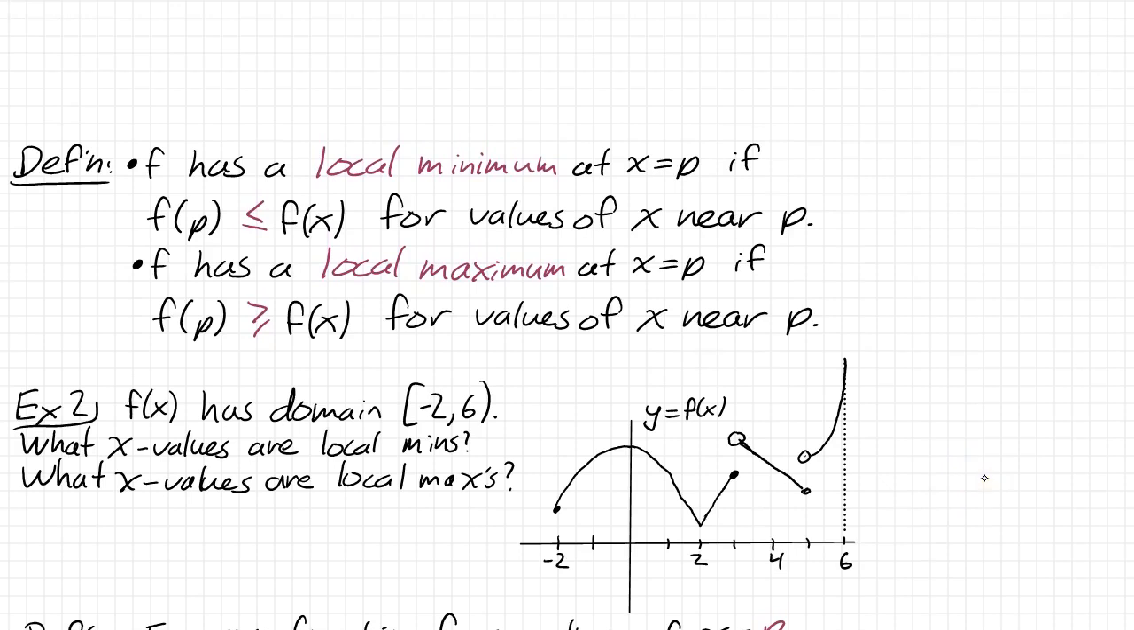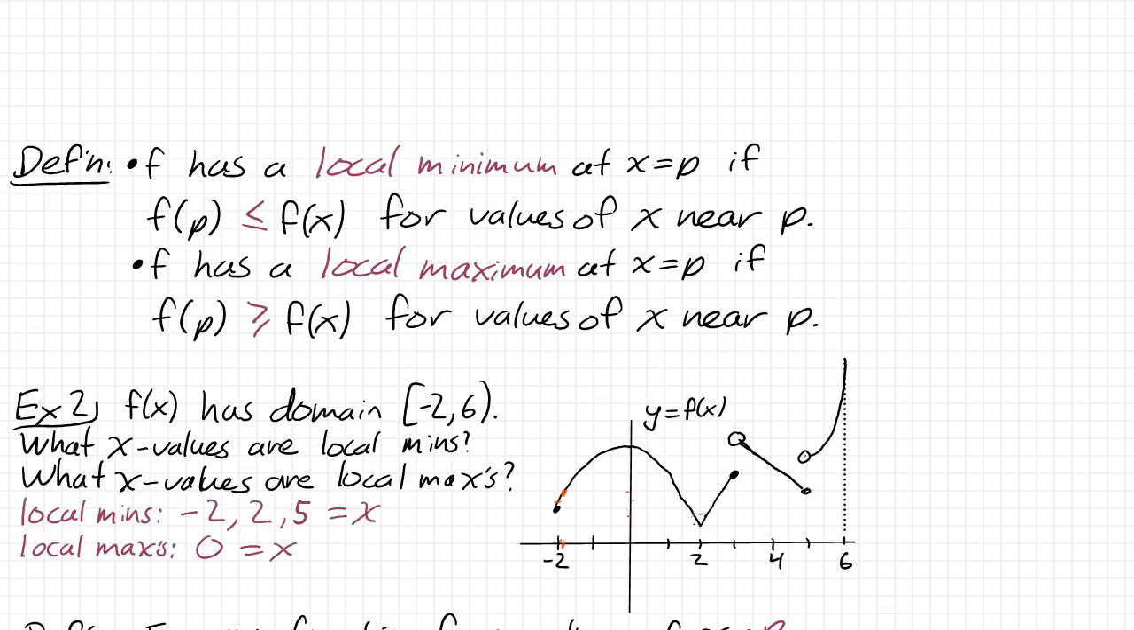This is one you should definitely do. Here's a function that has this domain from -2 to 6. So that includes -2, so f of -2 is defined, but f of 6 is undefined. It just has a vertical asymptote at 6. So find the local mins and the local maxes of this function. And I'm going to pause it, and you should pause it because the answers will appear in 3, 2, 1.